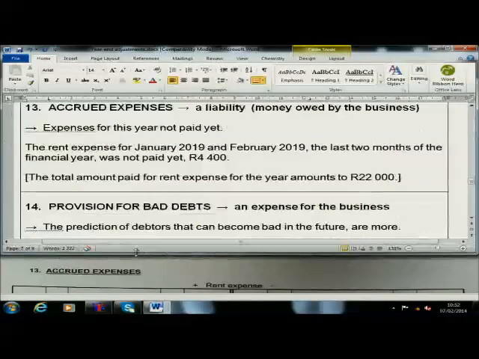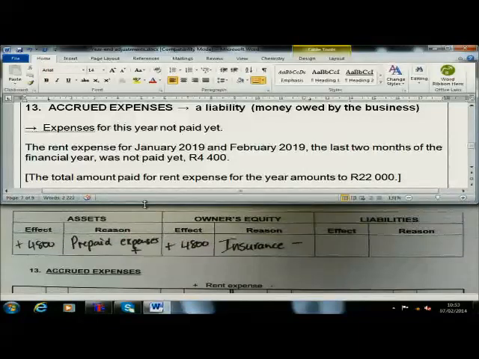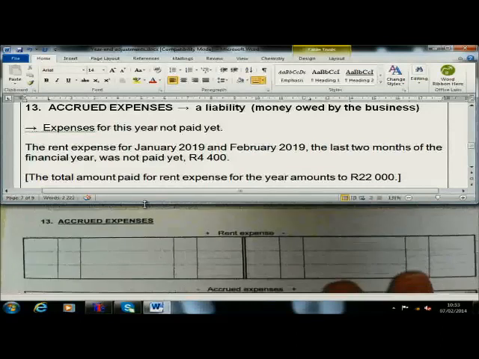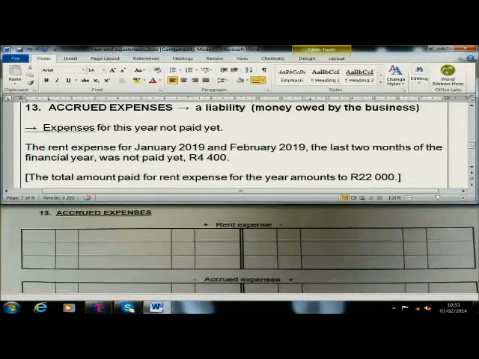Accrued expenses. Why is it accrued expense? Because it's a liability, because it's money owed by the business. If we don't pay in full this year, then it means that we owe money to somebody. Expenses for this year, not paid yet. This is a normal creditor because we owe them money.